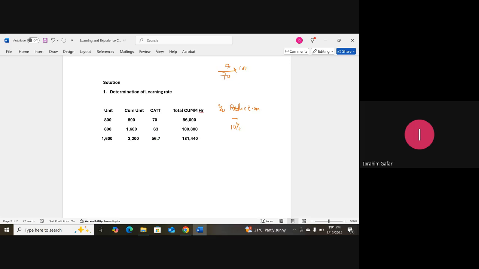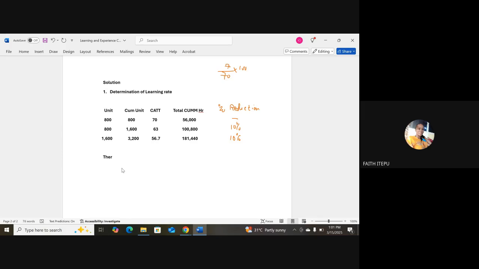Let's do the second one: 63 and then 56.7. That one also gives 10%, but calculate it. 6.3 over 63 times 100 is 10%. So if it is 10%, what is the question I ask you? The question asks you to determine the learning rate. So what's going to be the learning rate now?